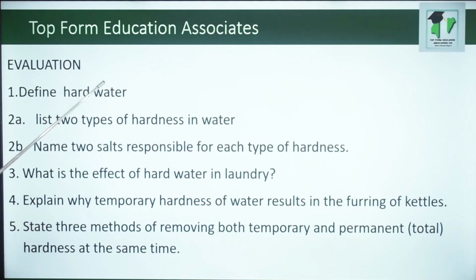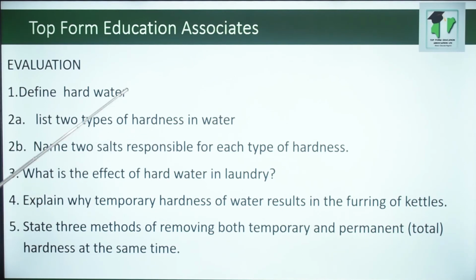Evaluation. Since we have come to the end of the lesson, we have to evaluate ourselves to know if we have actually learned anything. Number 1 says we should define hard water. What is hard water? Hard water is water that does not lather easily with soap. List 2 types of hardness in water. We have temporary hard water and then a permanent hard water. Number 2b says we should name 2 salts responsible for each type of hardness.